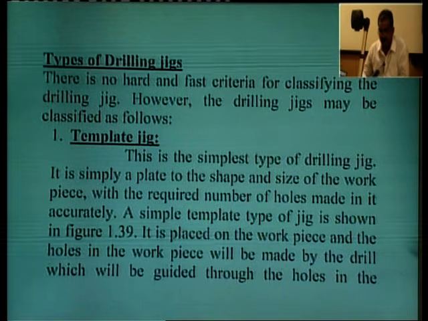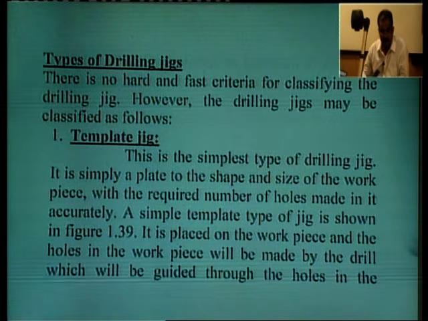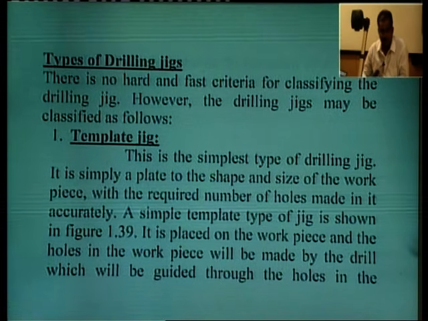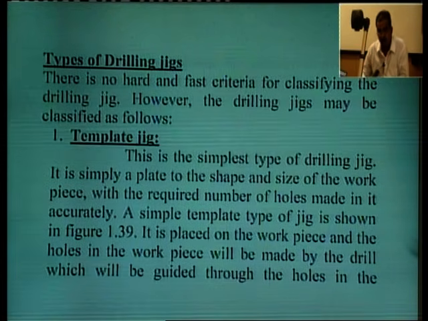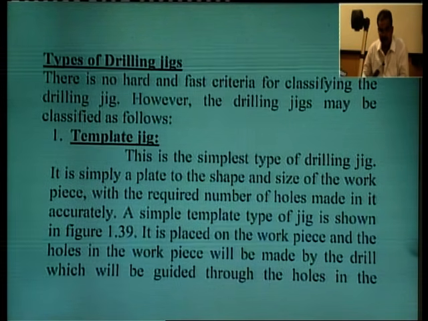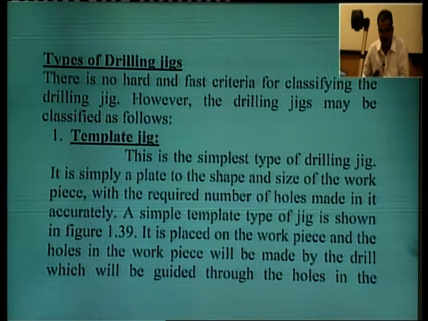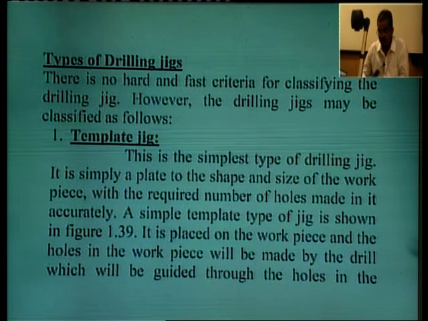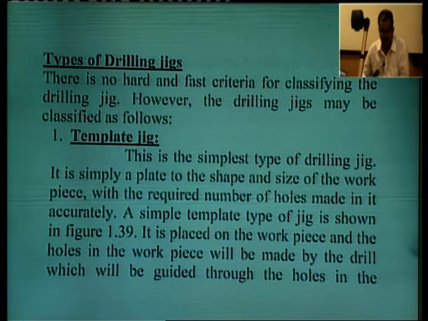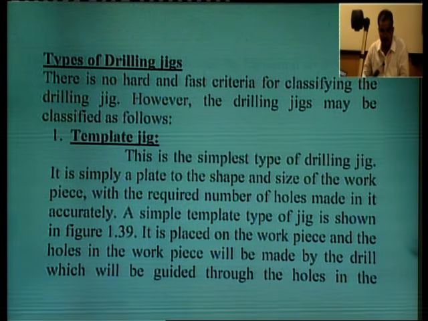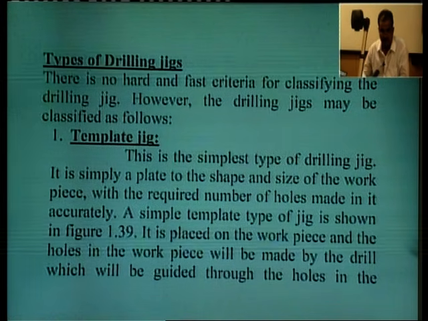Then comes types of jigs. We take drilling jigs and the types of drilling jigs. As there is no hard and fast criterion for classifying drilling jigs, they may be classified as follows. The first type is the template jig. This is the simplest type of drilling jig. It is simply a plate made to the shape and size of the workpiece, with the required number of holes made in it accurately.